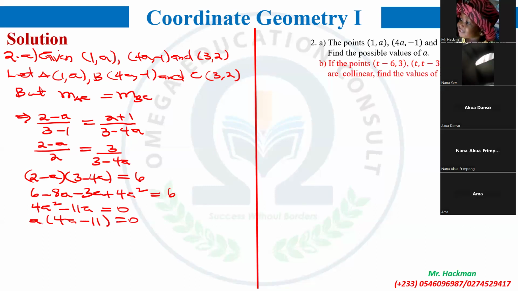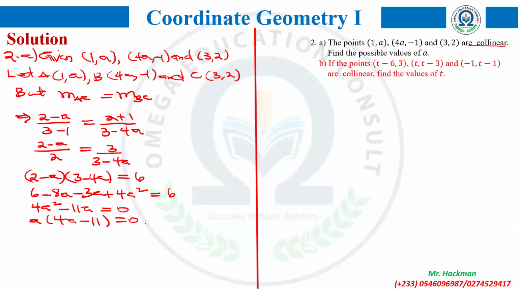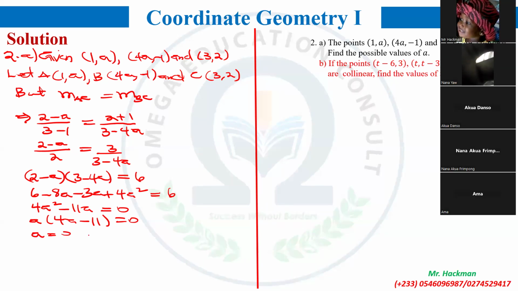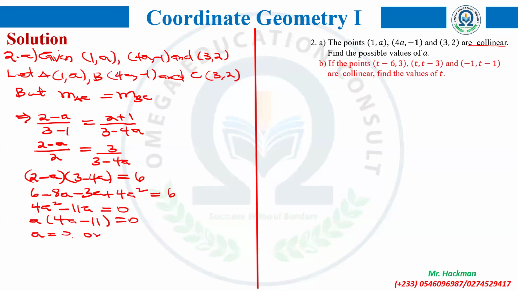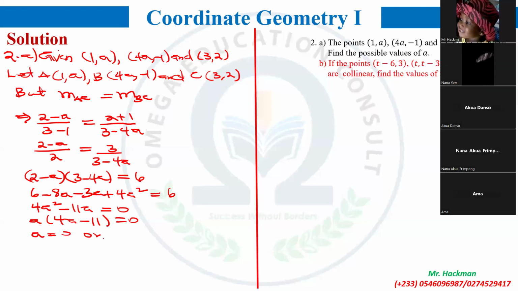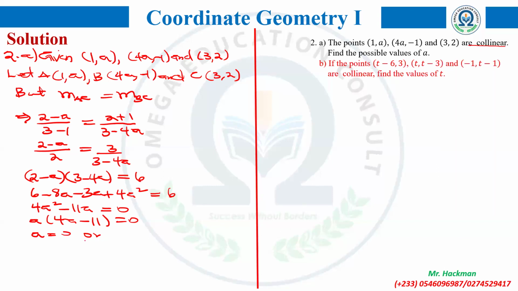Now you can see a product of two numbers giving you 0 means at least one of them is 0. So you set each of the factors to 0. So I will get a is equal to 0. Remember the connector is or. You cannot use a comma. You can't use and. I've told you comma and and have the same meaning. So it's really or as the connector. Then 4a minus 11 is also equal to 0.